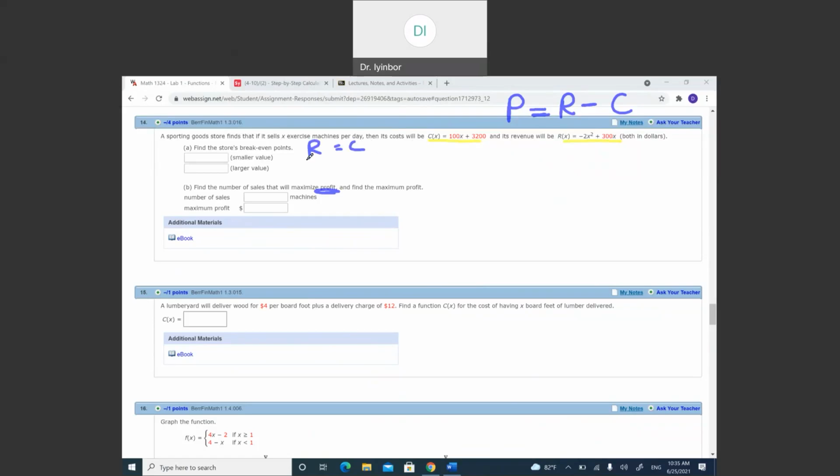Revenue equals cost. So I'm going to take the revenue function, which is negative 2x squared plus 300x. That's my revenue. And I'm going to set it equal to the cost, which is 100x plus 3200. And this is a quadratic equation, obviously, so I'm going to move everything to the same side. And I'm going to subtract this number also, 3200.